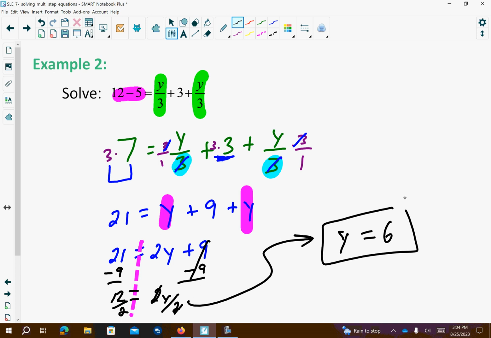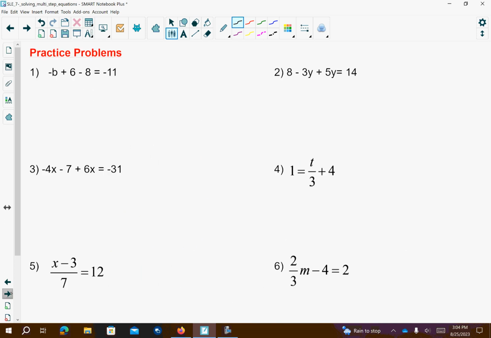Go ahead and turn the page on your notes and go to page 26. Okay, so these are all practice problems. So let's kind of see if we can say, we have that on the same side. So I'm going to get negative b, 6 minus 8 is negative 2 equals negative 11. Now let's go ahead and solve it. I'm going to add 2. These cancel, so I get negative b is equal to negative 9.